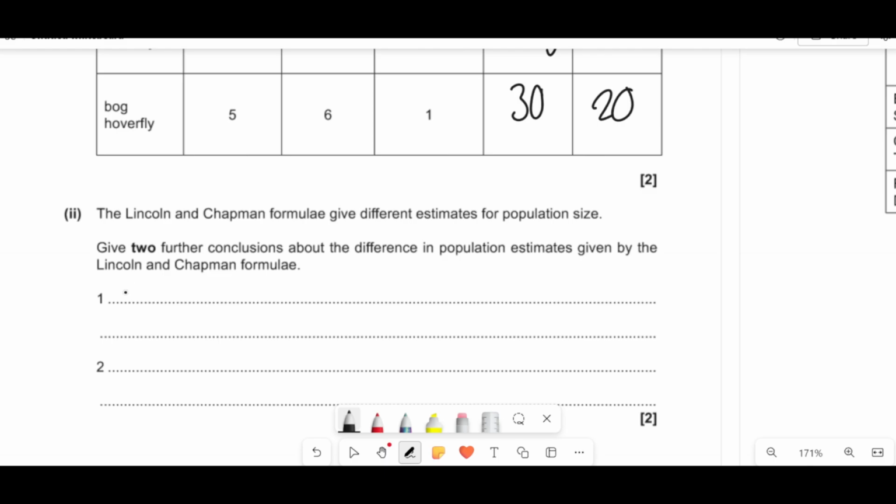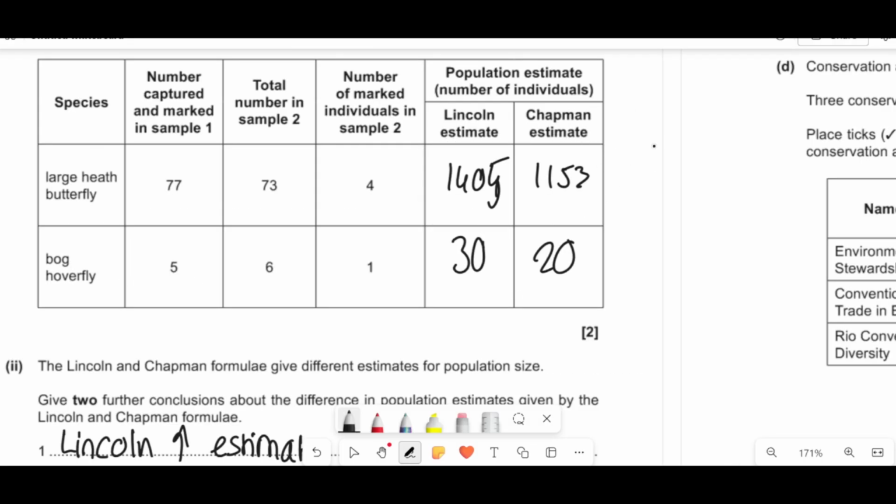Well, the Lincoln one gives a higher estimate. They haven't told you that in the question. They've just said it's different. You could say what the difference is. So Lincoln gives a higher estimate, right? If you compare here and here, the difference is about 300, whereas here, the difference is about 10. The difference here is about 300, the difference is about 10, right? If I scale this up, let's say we had 3,000 to 2,000 estimates, so we can have the same number of figures.